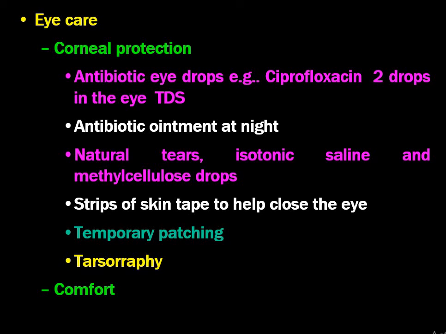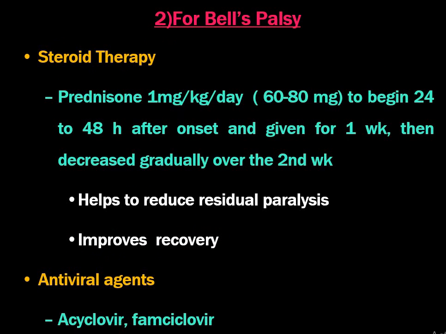The patient has to be given more comfort. So the patient is counseled again, and has to be told that they will be all right. For Bell's palsy, there is some benefit with steroid therapy. Prednisone is given at 1 mg per kg per day, around 60 to 80 mg, beginning 24 to 48 hours after onset and given for a week, then decreased gradually over the second week. This is very important: for Bell's palsy, there is a role of steroids. Steroids help to reduce residual paralysis, and they also improve recovery.